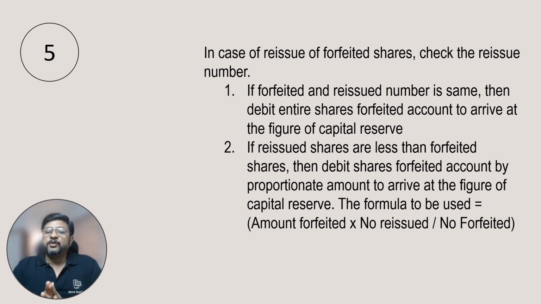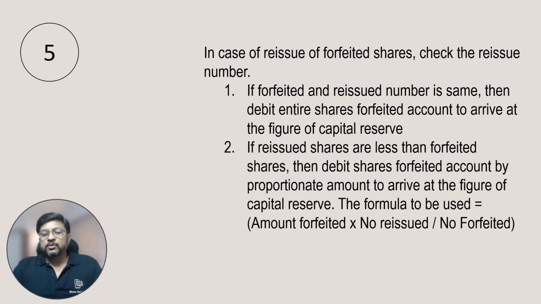If forfeited and reissued number is exactly the same, then debit the entire shares forfeited account to arrive at the figure of capital reserve. And if reissued shares are less than forfeited shares, then debit the shares forfeited account by a proportionate amount to arrive at the figure of capital reserve.